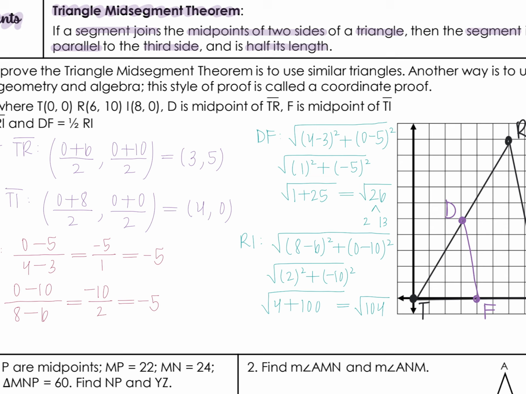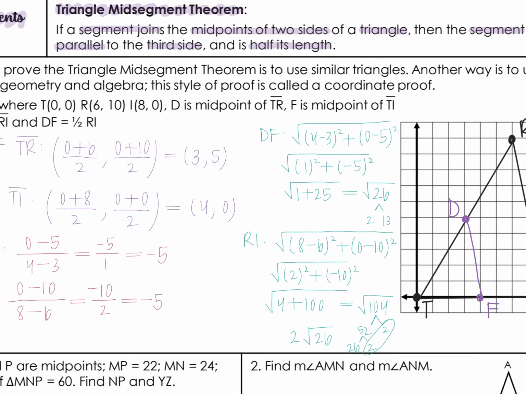So I need to see if I can break this down any. I can break it down into 52 and 2. And then I'll get 26 and 2, which will give me a pair, so I'll pull that out and I'll be left with the square root of 26. So we have now proven that DF is equal to 1/2 of RI, because if you take this distance and divide by 2, that cancels out with this 2 here, and you will be left with the square root of 26 that we got for DF.